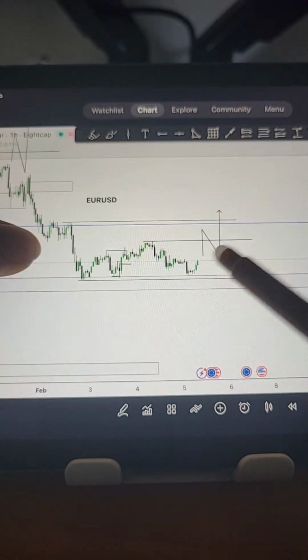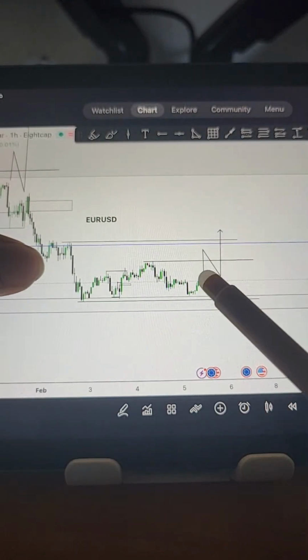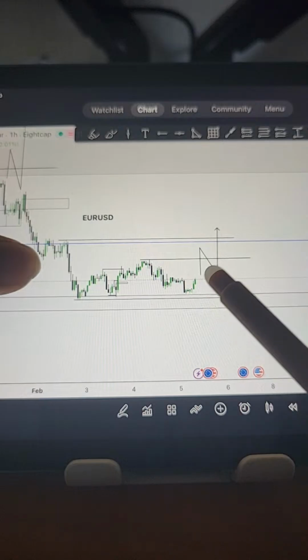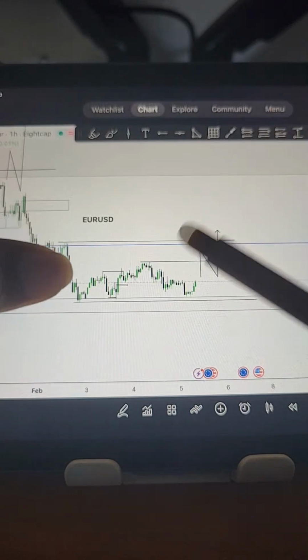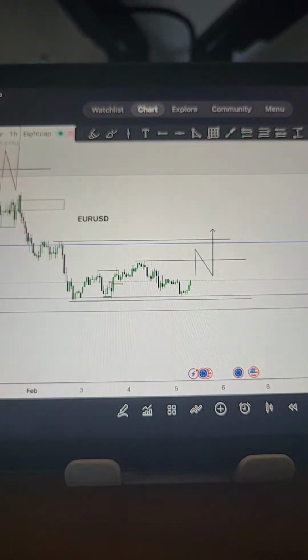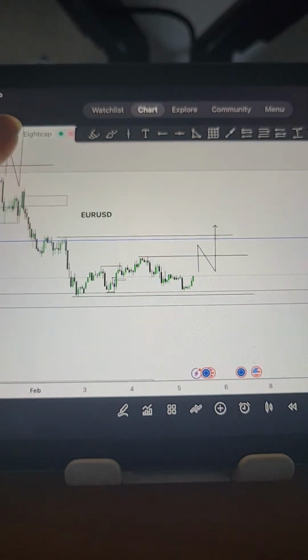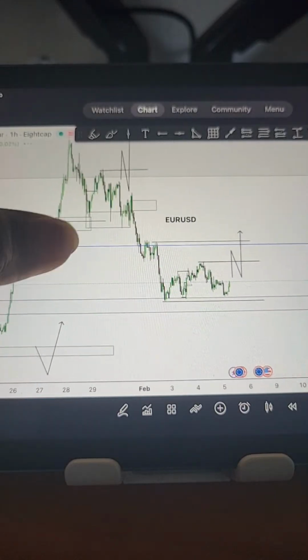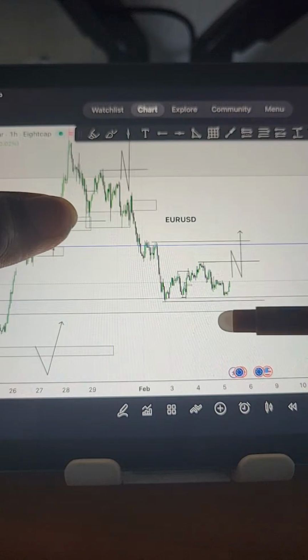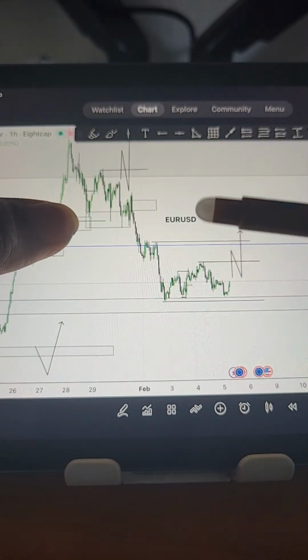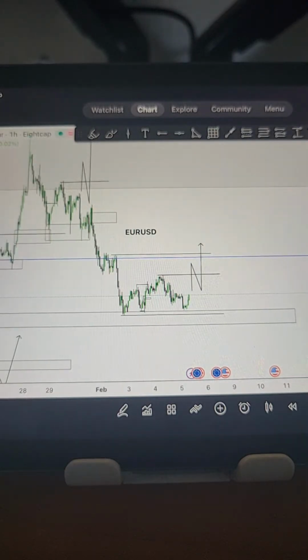I need to know that the buyers are strong. They are in charge now. So I want price to break above this high. If price breaks above this high with a big candle, that is going to give me a confirmation that the buyers have taken control. For now sellers are still in charge, guys. So let's just watch and see what price will do next on that.